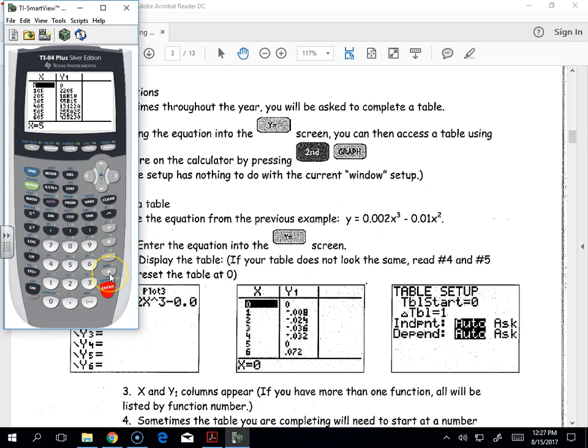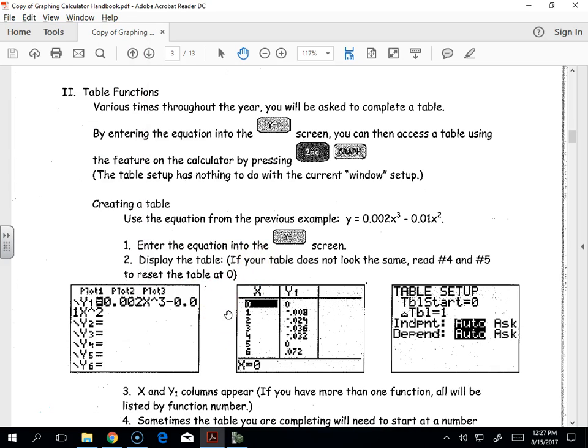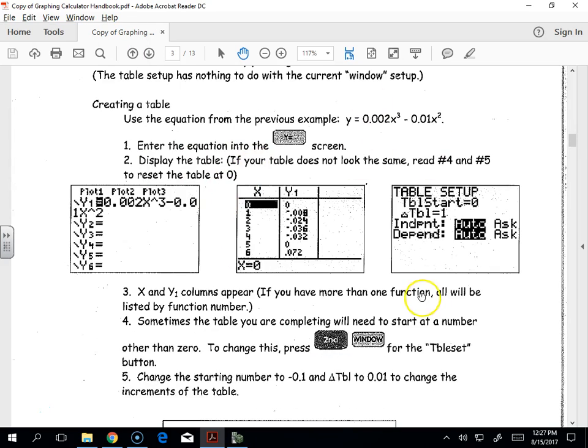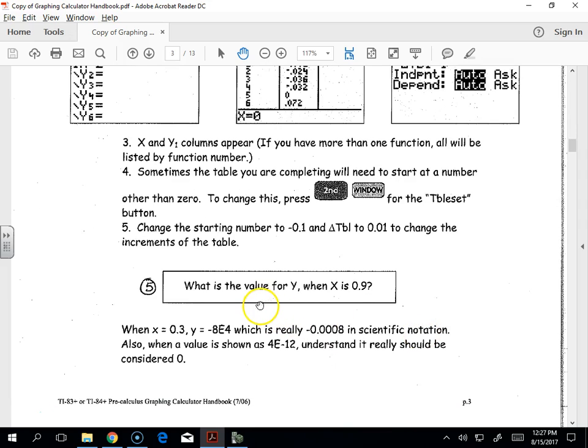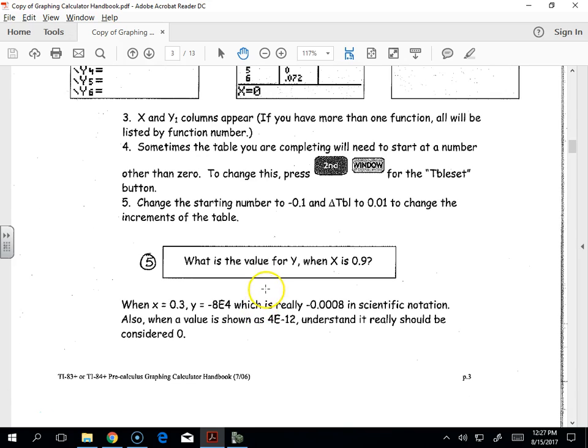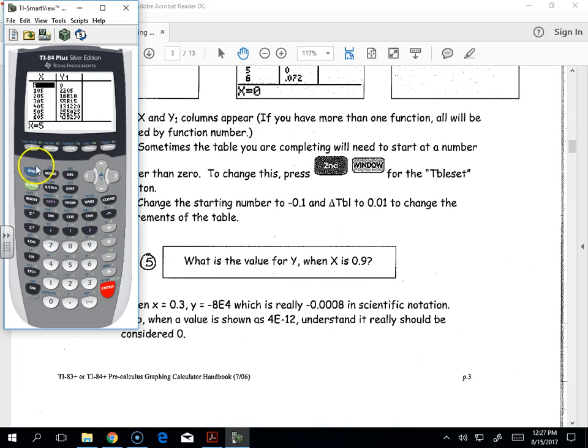But then, once again, you could change it to ask, and then do it that way. There's obviously more reading as to what you can be hitting and what you can be changing. How are we going to do number 5? It says 0.9. How do we do that? Okay, I can change it to ask and just type in 0.9, right?